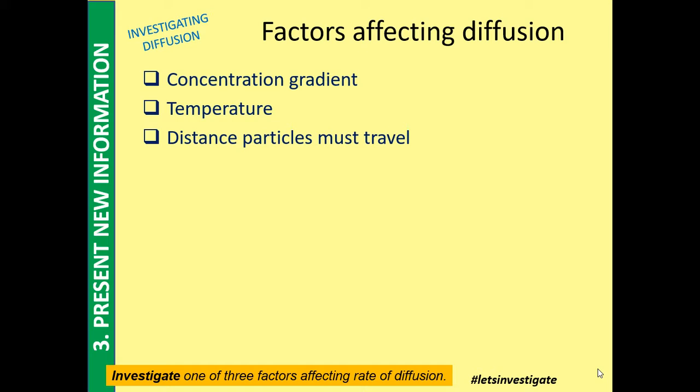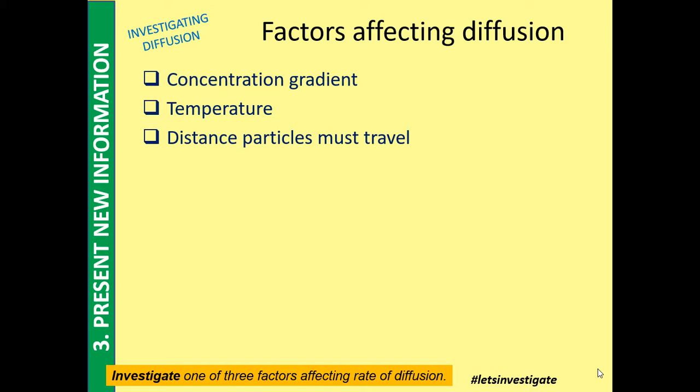Temperature affects rate of diffusion as well, because as we already know, particles, when they gain energy, they move faster. So if the particles are moving faster, they can spread out and they can diffuse faster. And the distance the particles must travel. If we take some fish and chips in a lift where it's a really small area, it doesn't take long for the particles to have diffused through that lift and have a fairly even distribution through the lift.